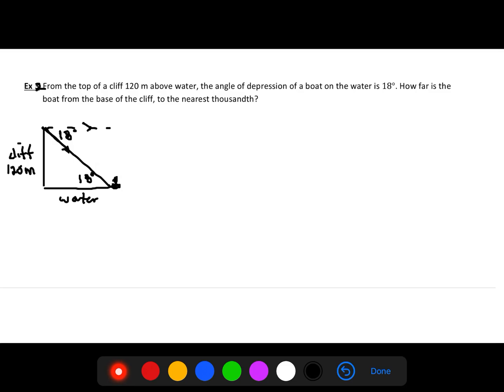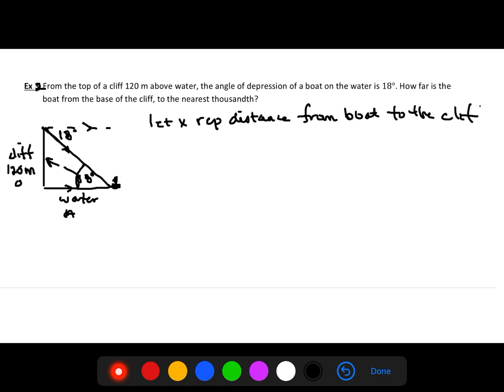But we also know that the one down here has to also be 18 degrees because they are parallel. So looking at our angle of 18 degrees, we know how tall our cliff is, which is our opposite, and we're looking for our adjacent. So again, using a variable, we're going to let x represent distance from the boat to the cliff, which is what we need to find.